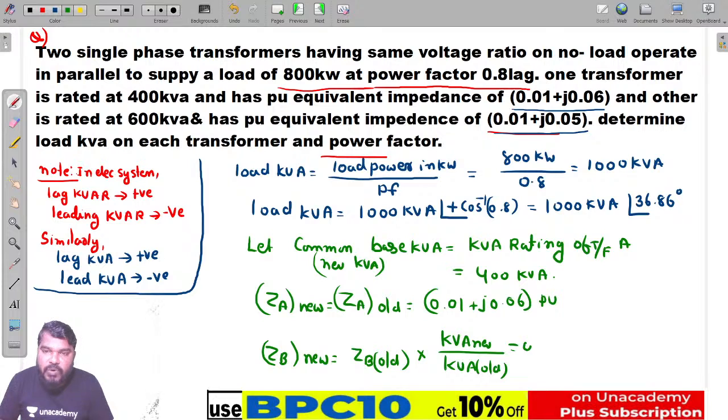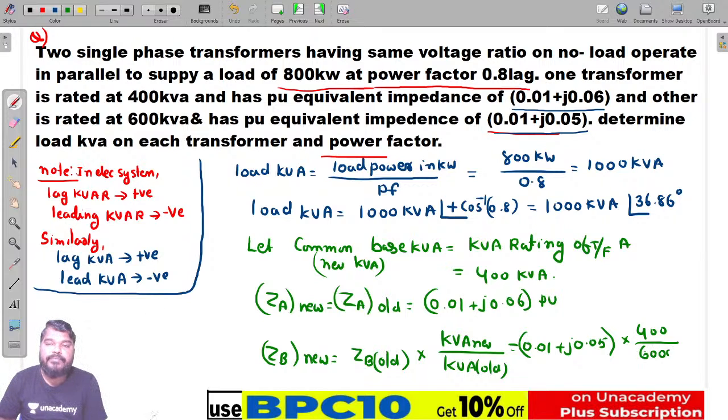Now this is 0.01 plus j 0.05, multiplied by, so now this value is equal to the load KVA magnitude, your common base KVA here. The new value is 400, and the old value is 600. Now simplify this, 4 by 6, 4 by 6 only. So now it is equal to, calculate this one.